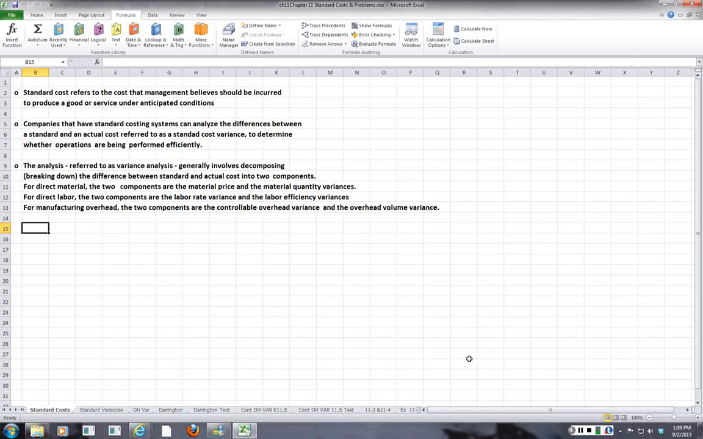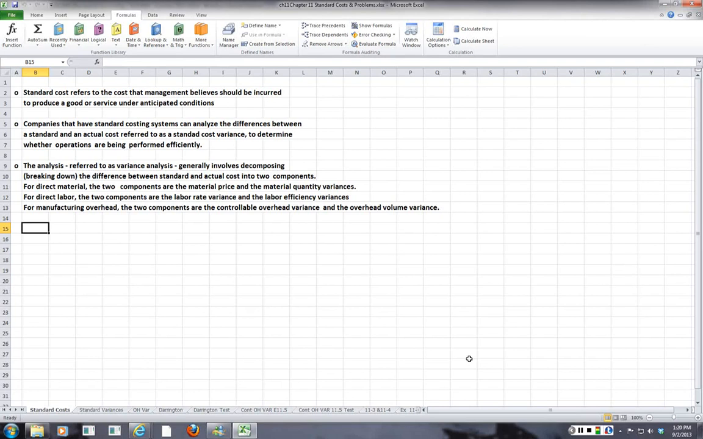Companies that have standard costing systems can analyze the difference between a standard and an actual cost, referred to as a standard cost variance, to determine whether operations are being performed efficiently. The analysis, referred to as variance analysis, generally involves decomposing or breaking down the difference between standard and actual cost into two components. For direct material, the two components are the material price variance and the material quantity variance. For direct labor, the two components are the labor rate variance and the labor efficiency variance. For manufacturing overhead, the two components are the controllable overhead variance and the overhead volume variance.